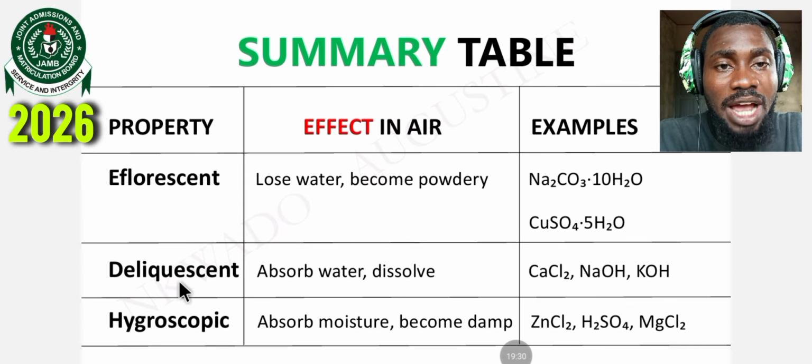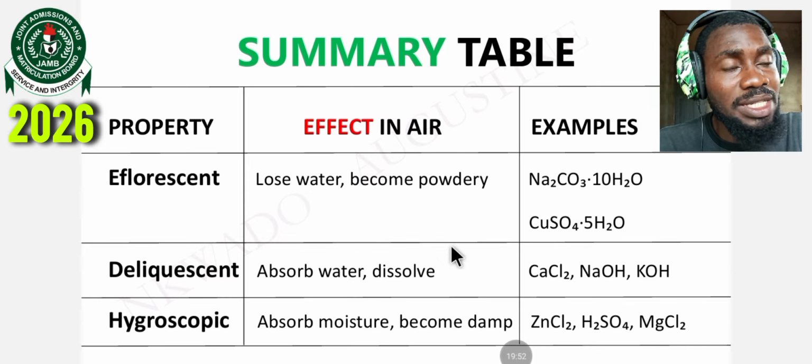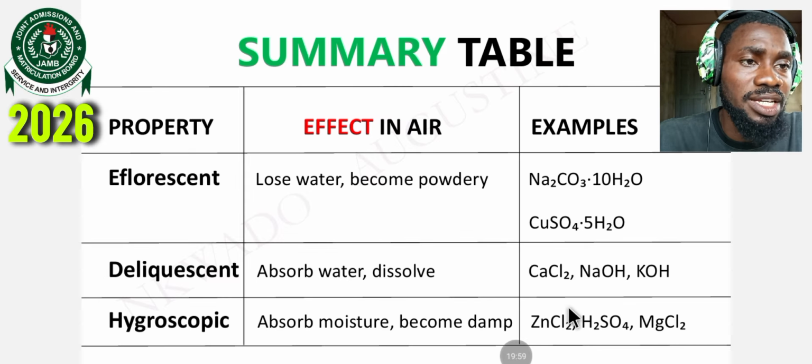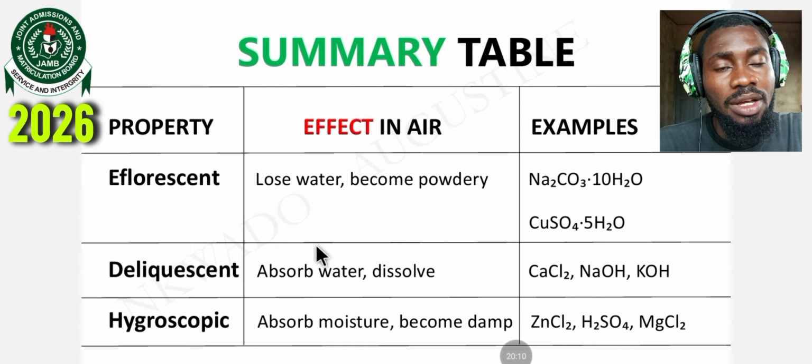Moving down the table, the next we have there is deliquescent. And what is deliquescence? They absorb water from the environment and dissolve in it. And when they dissolve, they do what? They form solution. And examples of deliquescent substances include calcium chloride, sodium hydroxide, and potassium hydroxide.